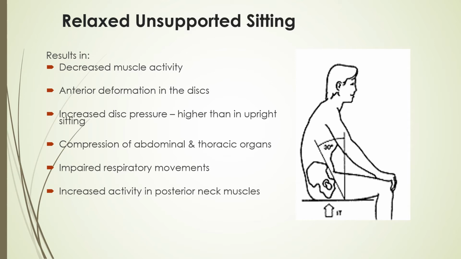The next position we'll be looking at is the relaxed, unsupported sitting. This is most likely the position we'll be adopting when we sit on a surface with no backrest. Although this is more comfortable compared to the upright, unsupported sitting, there are some issues with this sitting posture. Firstly, the reason why this is more relaxing is because there is decreased muscle activity in the back. With this increased back curvature, there is anterior deformation of the intervertebral discs. This means that the disc pressure is increased compared to upright unsupported sitting.